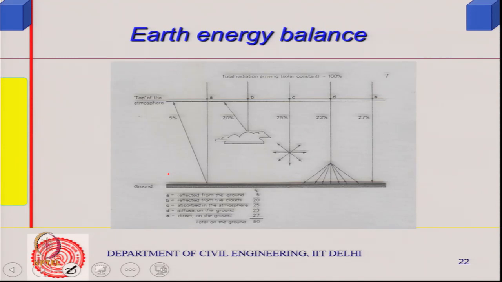So, that is again a similar kind of diagram: 5% straight away goes out, 20% is radiated from the atmosphere, diffused radiation goes back, clouds, etc., 25% absorbed there, 23% comes to the ground as diffused radiation.